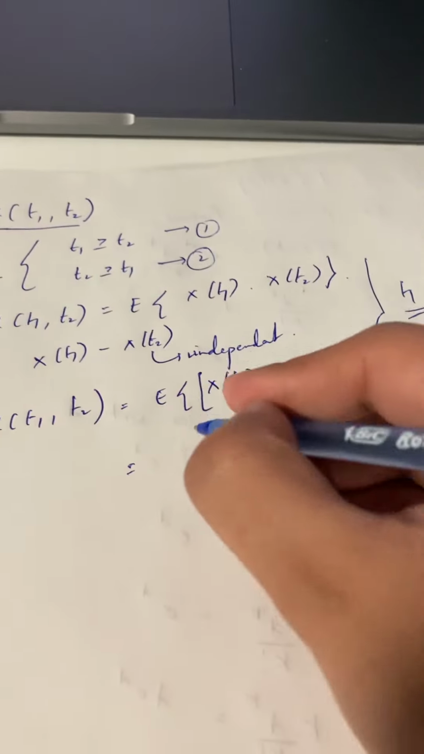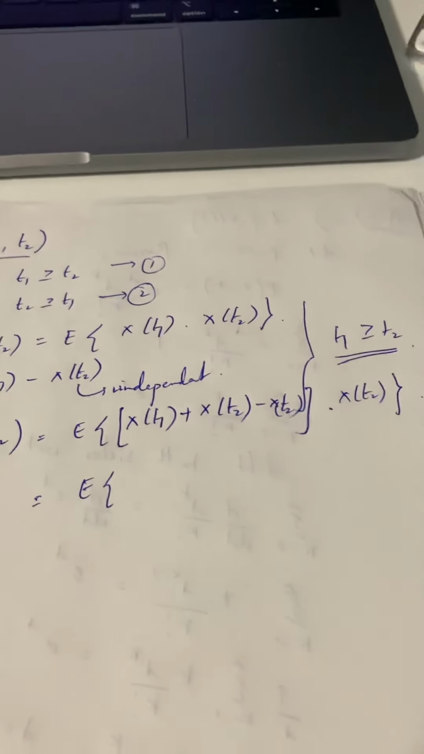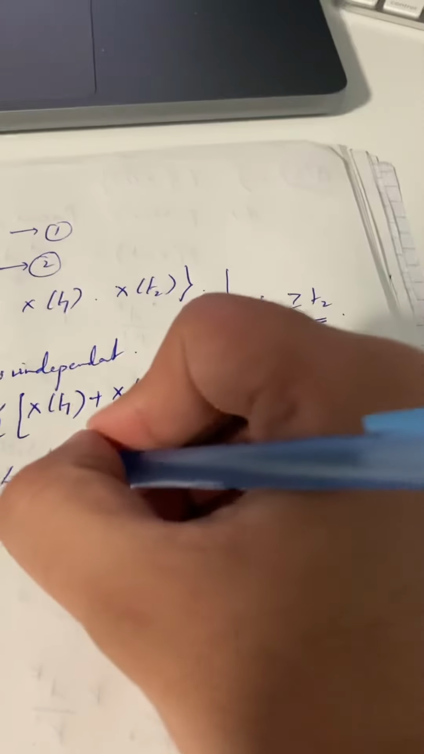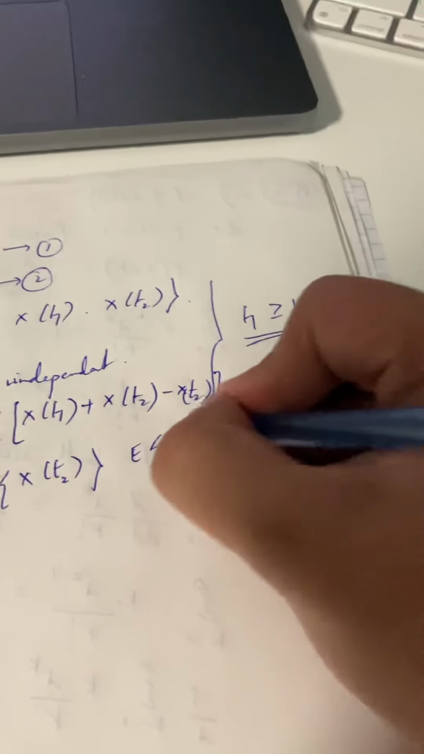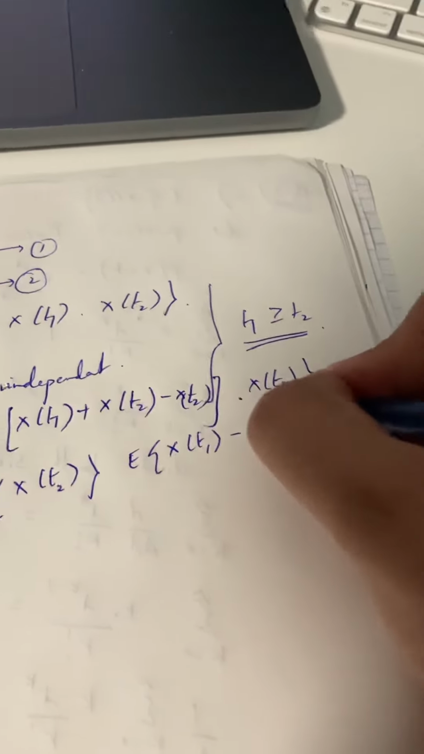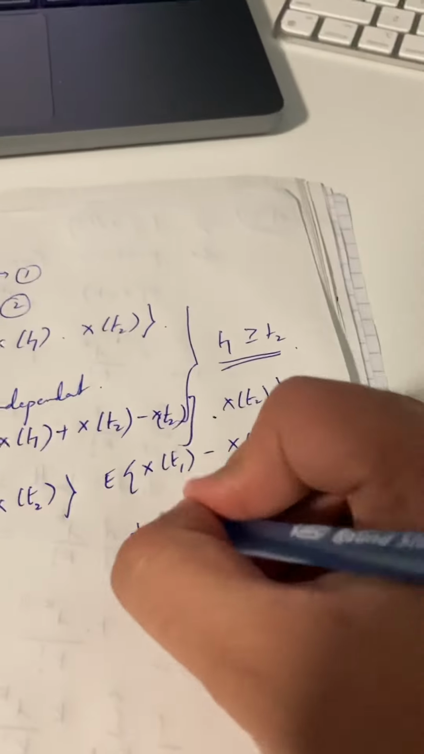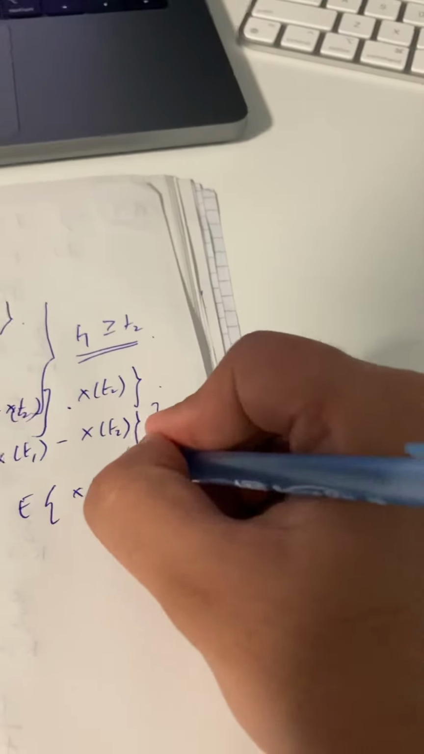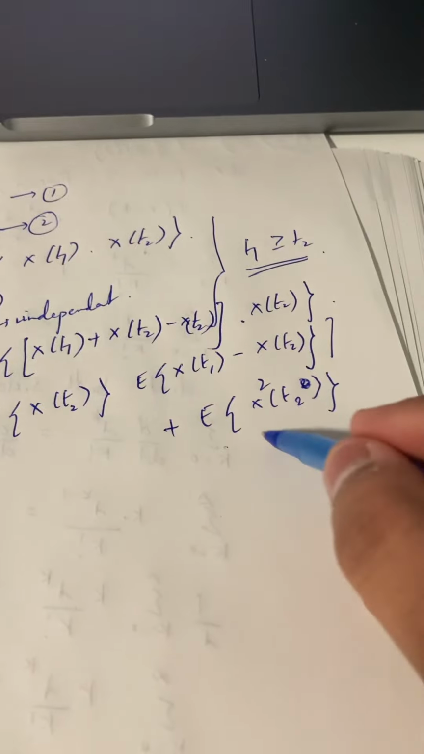Okay, now this becomes E of X of t2 into E of X of t1 minus X of t2 whole, plus E of X of t2 whole square, X square of t2. So we know this, but we don't know this.